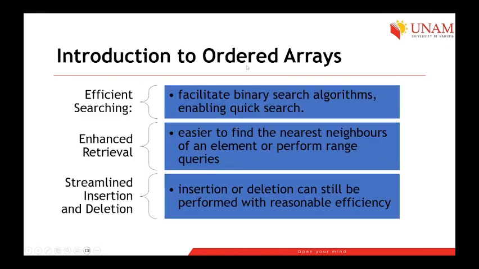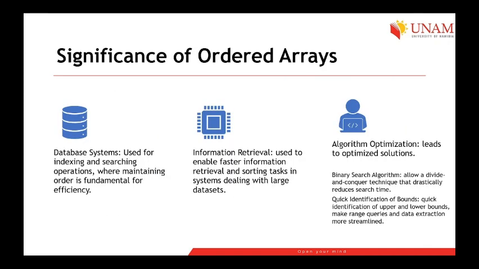We want to have ordered arrays because they facilitate efficient searching. You can use the binary search algorithm that we will discuss here to enable quick searching. Also, when your elements are ordered, it makes it easy to find the nearest neighbors of the elements, so it's much easier to perform range queries. Then it also enables us to do insertion and deletion with reasonable efficiency. We will actually look at these points later on.